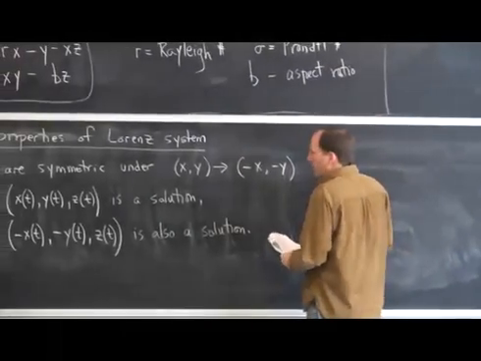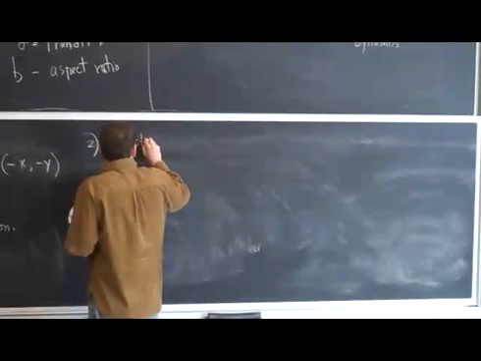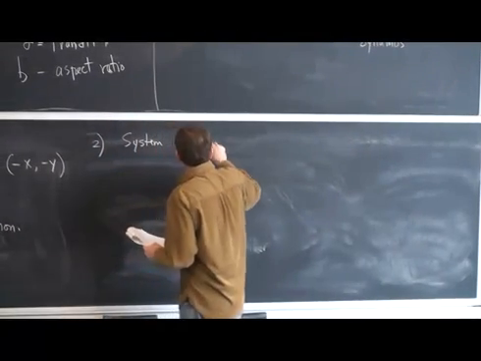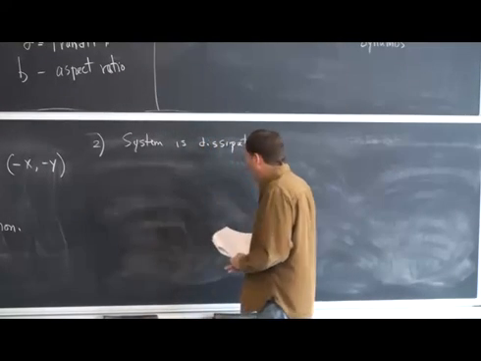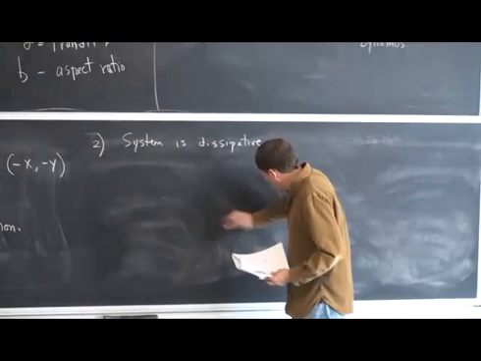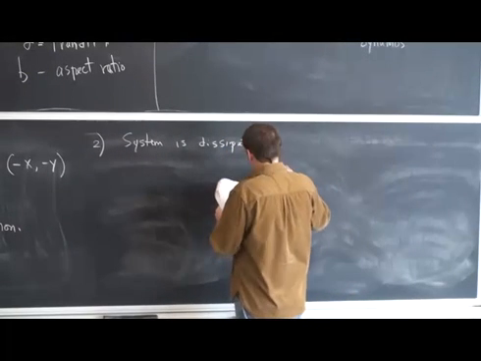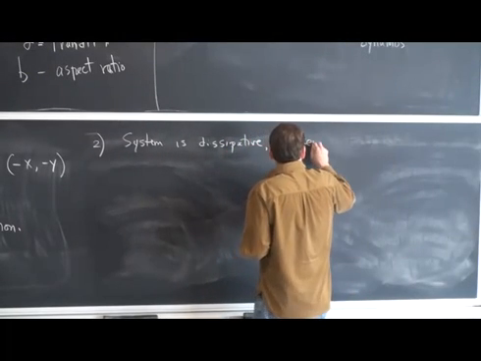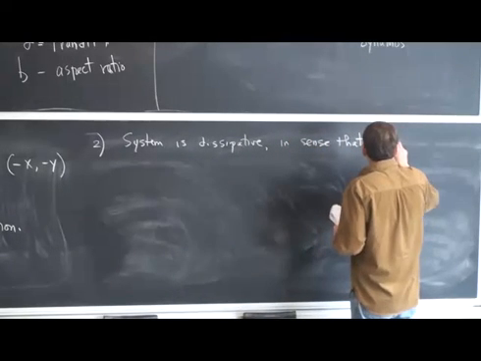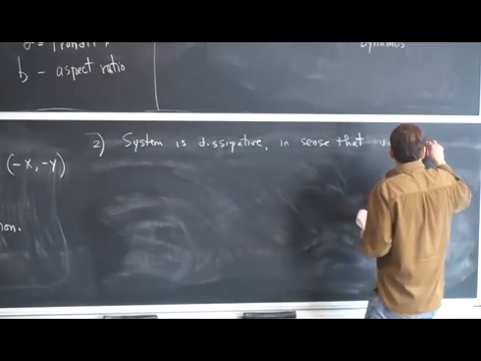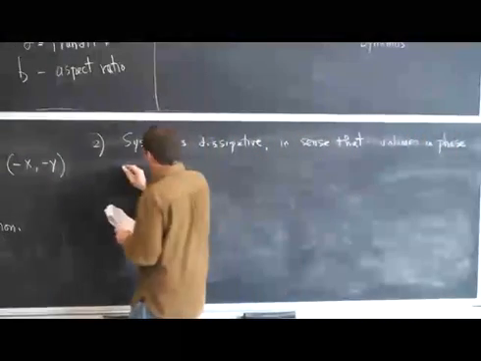Now, here's a new property for us. We haven't talked about this, but this is going to take a little time. This system has a very convenient property that it is dissipative in a technical sense. That is, in the sense that volumes in phase space contract under the flow.